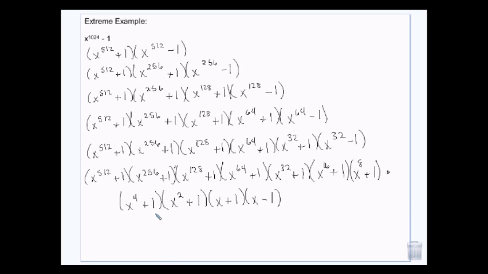There's a few. Just a few. 1, 2, 3, 4, 5, 6, 7, 8, 9, 10, 11 factors for just this. So that's an extreme example. I won't give you that as a test question or as a homework question.